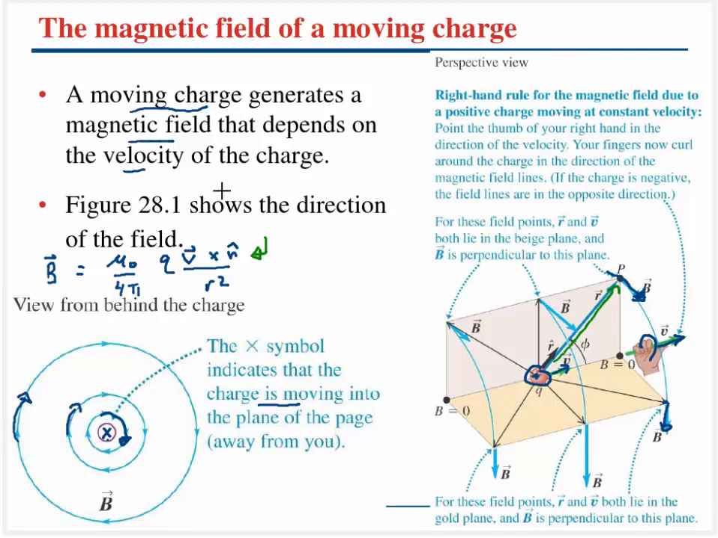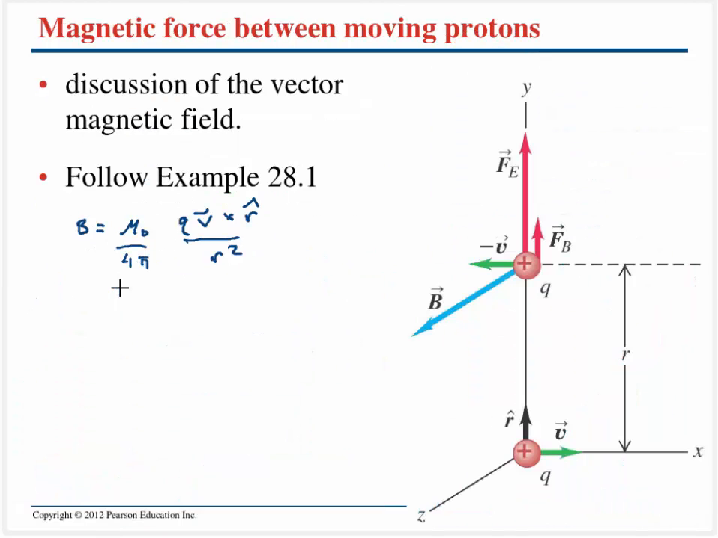The r hat is going to be a unit vector pointing radially to wherever we're looking at. This mu naught is just a proportionality constant, equal to 4 pi times 10 to the negative 7th, with a unit of Tesla meter per amp. We will come across this mu naught again, so it is important. In chapter 23, we're going to see that it's related to the speed of light along with the permeability of free space. So the speed of light squared is going to be equal to this proportionality constant for magnetic fields multiplied by the permeability of free space. So we are going to see it again.